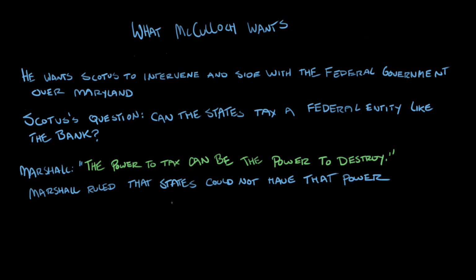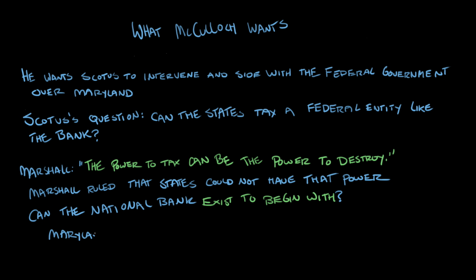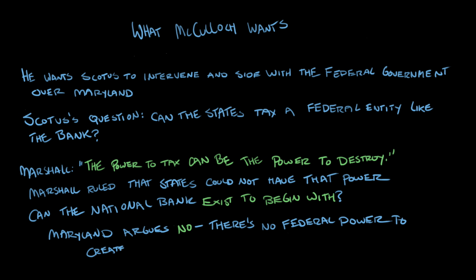And a threshold question before the Supreme Court decides that question of state authority to tax the national government is whether the national bank can exist to begin with. Is there federal power to create a national bank? Part of what Maryland is arguing is that there's no federal power to create the bank. And so, in fact, this taxation that it's engaging in is unproblematic. The first question is whether the federal government can create the bank. And if the answer is no, then the case is over. If the answer is yes, then you get to the second question of whether the states can tax this part of the federal government, the national bank.